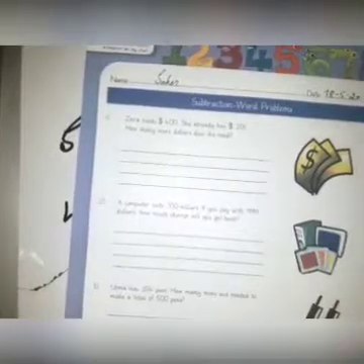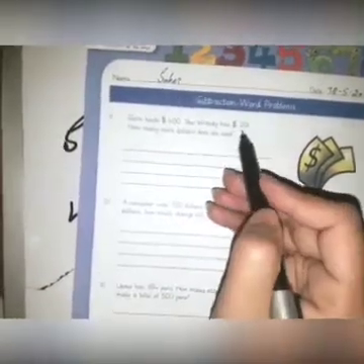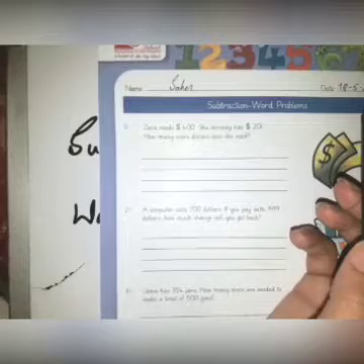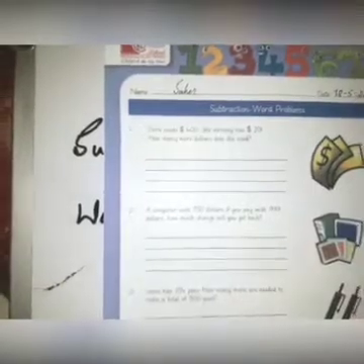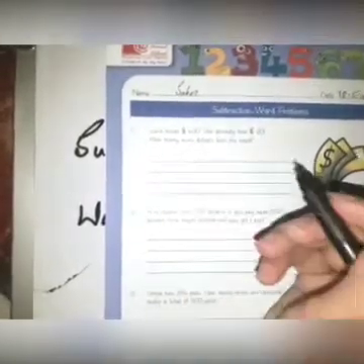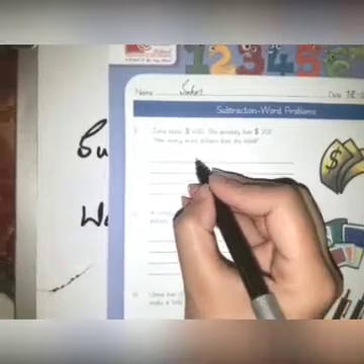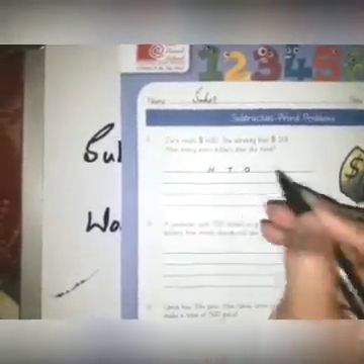Question number 1. Zara needs $400. She already has $201. How many more dollars does she need? Now simply you have to subtract 201 from $400. Always remember kids, when you write the question of subtraction and addition, be careful to write the place value of the question: hundreds, tens and ones.